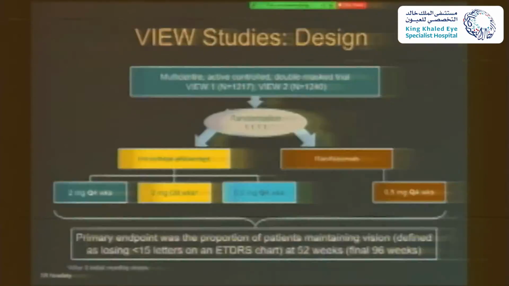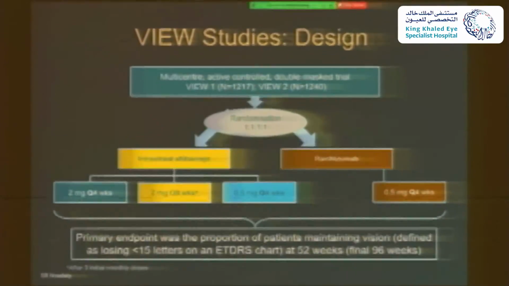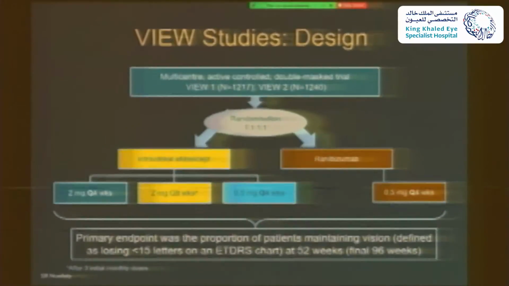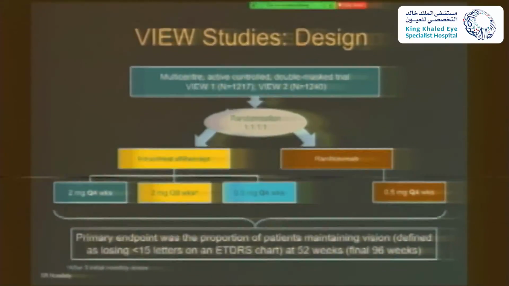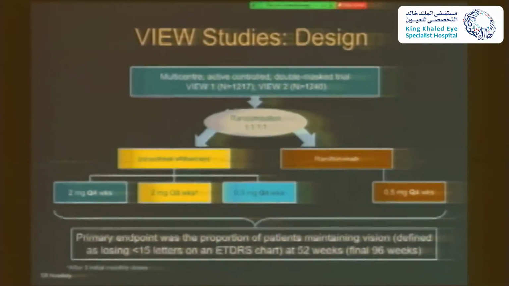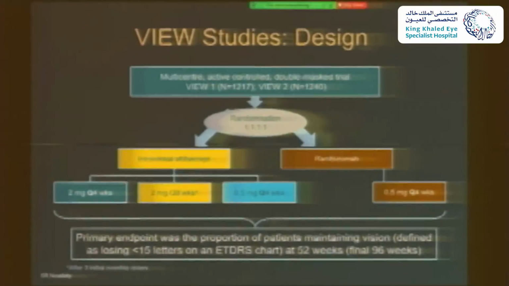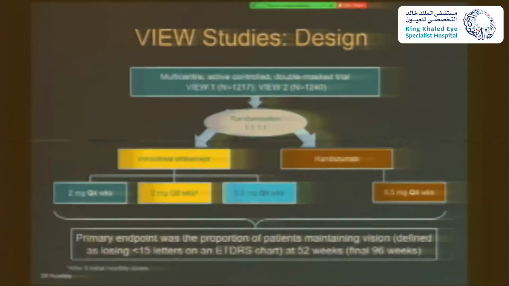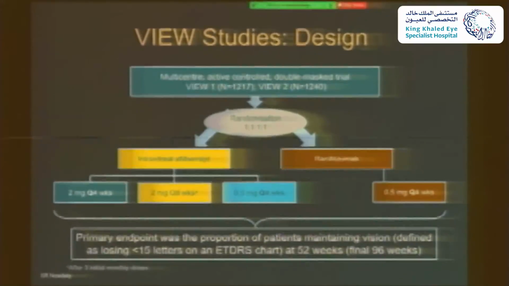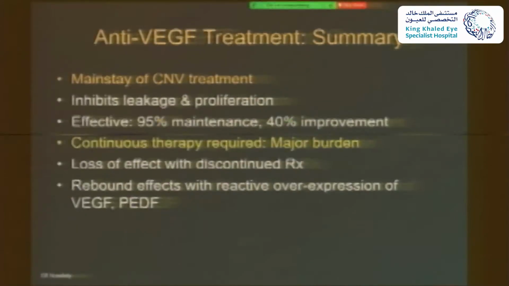The VIEW studies are the ones that evaluated the effect of aflibercept compared to ranibizumab in AMD, and found that after 3 monthly injections, aflibercept given on a 2 months interval did just as good. It was not inferior to ranibizumab given every month, which, of course, is much better for the patients, much better for us doctors. It decreases the burden. So that's all you need to know about this.